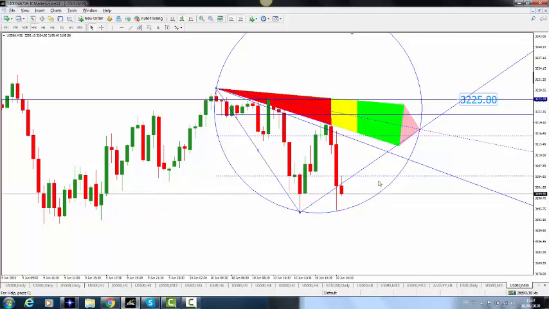So at the point that price goes outside the circle, you have to recalculate again. But once it's inside the circle, as we've done to this line here, this angle here, we've actually squared price and time within that circle, and that's why this indicator is so powerful.